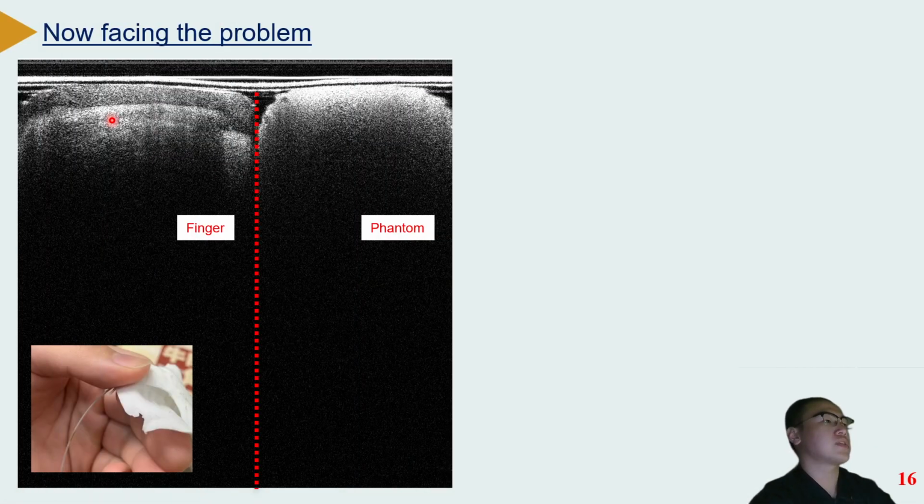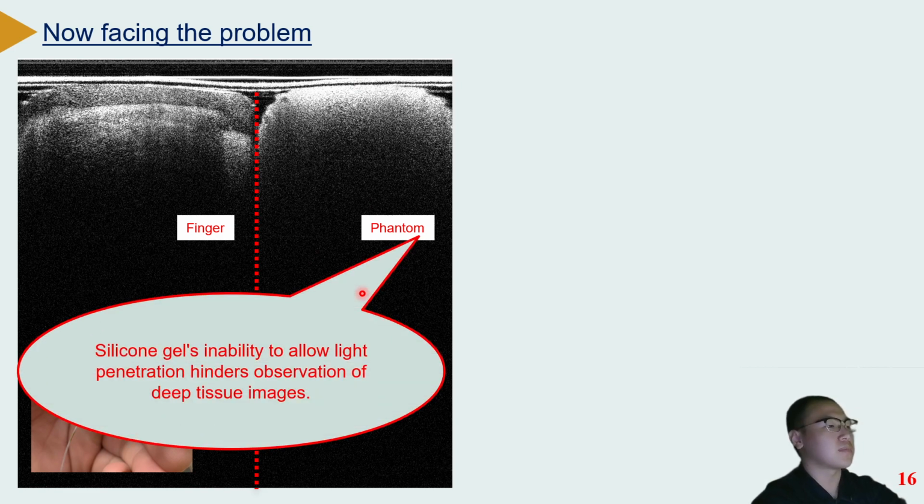Now, the problems we are facing. The first: we can see the 2D image of the phantom and of the finger. In the finger, we can see the layers, but in the phantom, we cannot see the layers in the depth of this image. Why do we have this problem? Because the silicone scatters the light, limiting light penetration and hindering the imaging of the tissue.